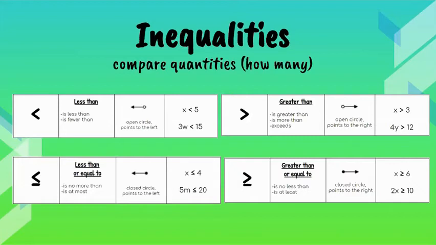The next one we're going to talk about is less than or equal to. You may see the words is no more than or is at most. When you graph this on a number line, you're going to color in the circle and make it a closed circle. And then it's going to point to the left. The last one we're going to talk about is greater than or equal to. You may see the words is no less than, is at least. When you graph this on a number line, you're going to use a closed colored in circle, and it's going to point to the right.